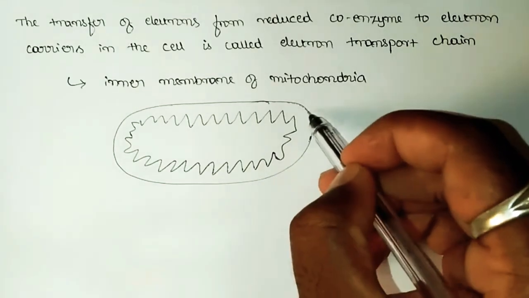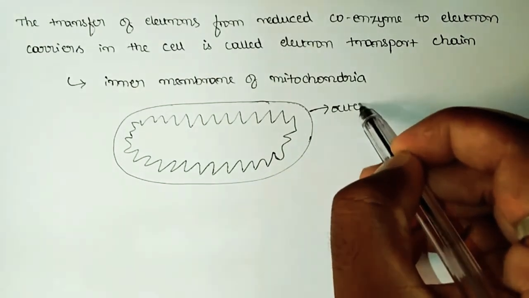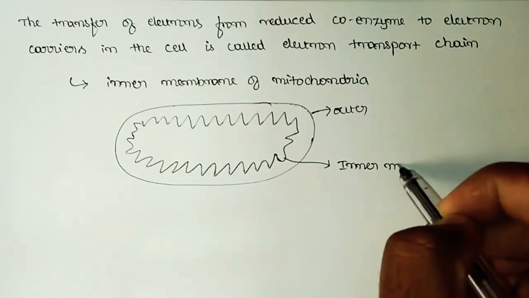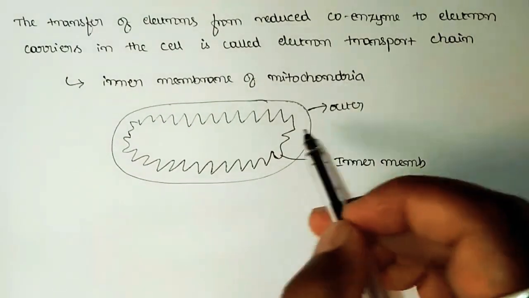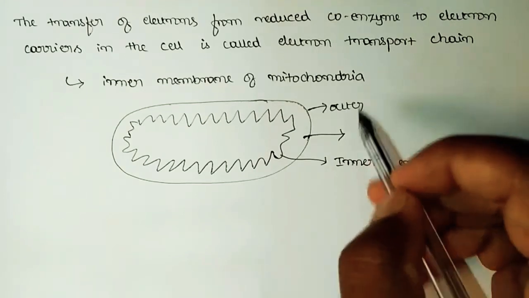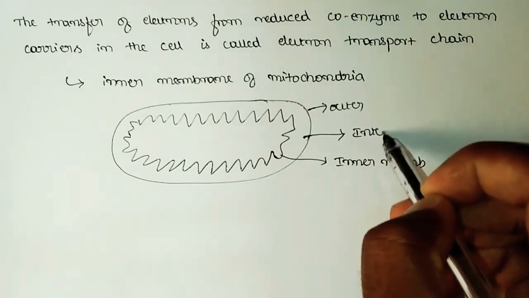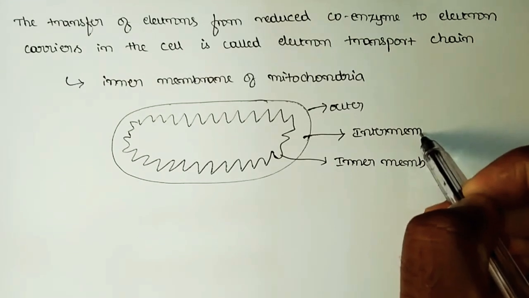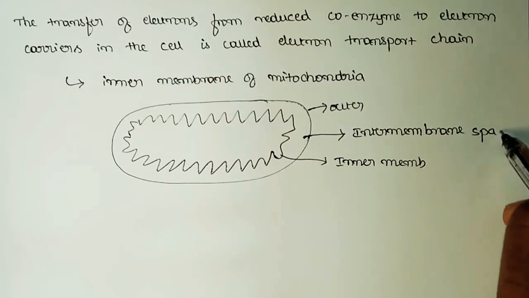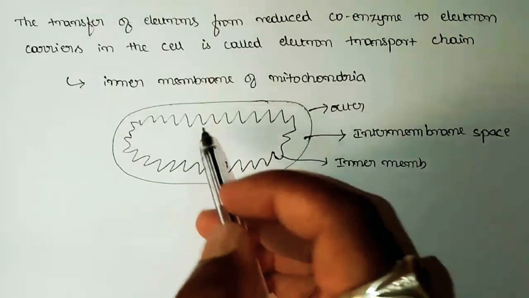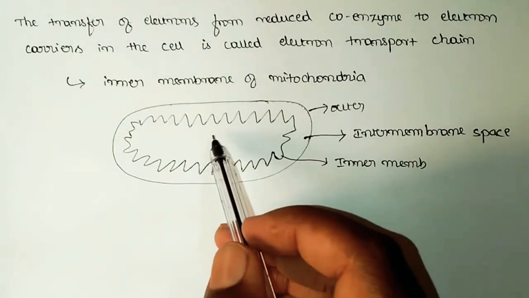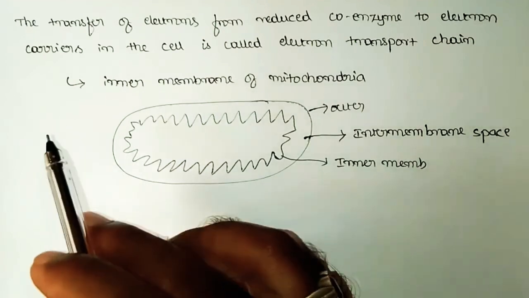This is the inner membrane. So this is the outer membrane, this is the inner membrane of the mitochondria, and you can notice between the outer membrane and inner membrane there is the intermembrane space. There is a space between the outer membrane and inner membrane, that is called the intermembrane space.